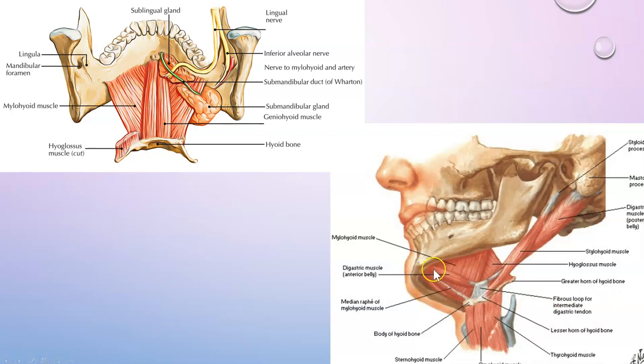So here's the digastric muscle that we talked about. This is the anterior belly and the posterior belly here. We see this thick muscle underneath here kind of covers almost the whole inside of the mandible at the chin. This is where we find the mylohyoid muscle.